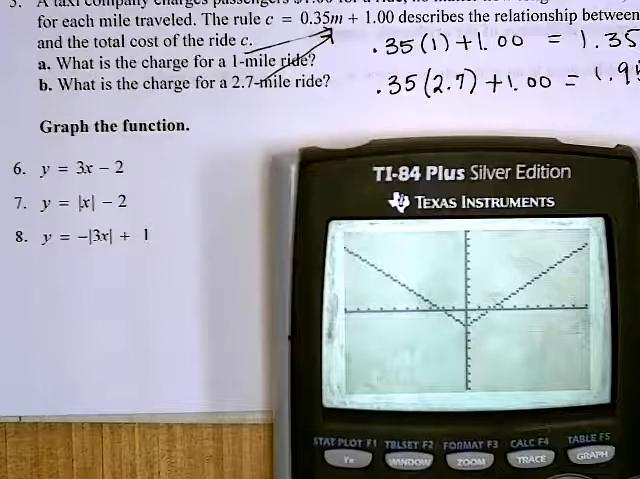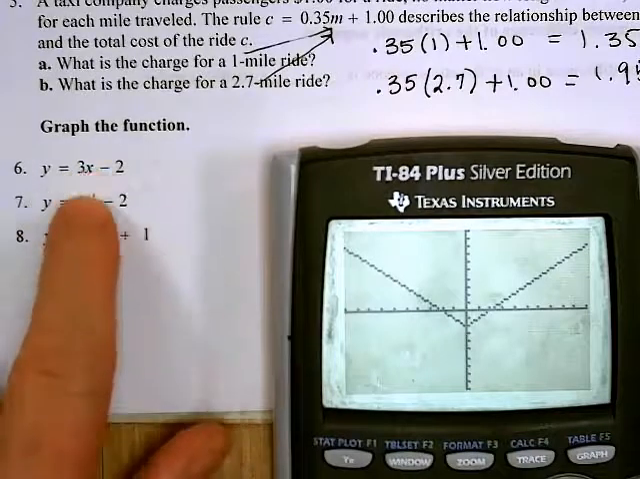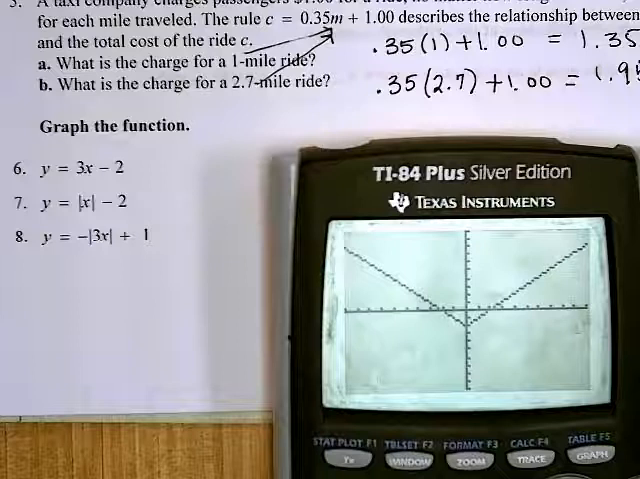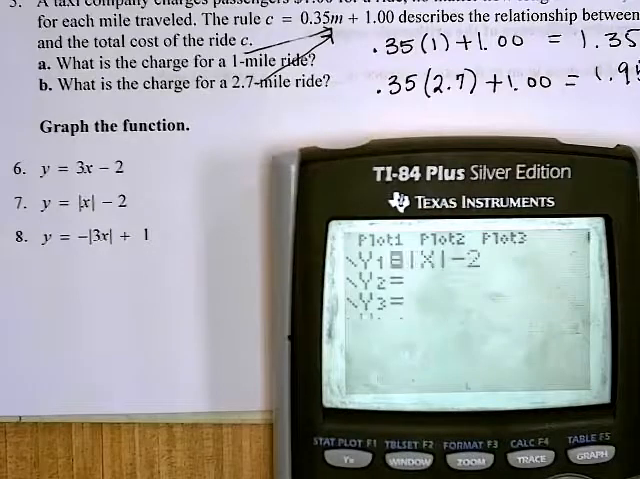-2. Wonder why both of those cross the y-axis at -2. Do you think it says that in the equation? You see where it says -2? Okay, go to the next one.